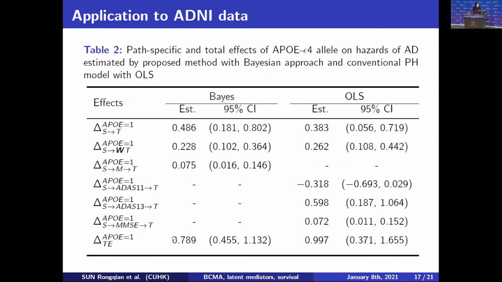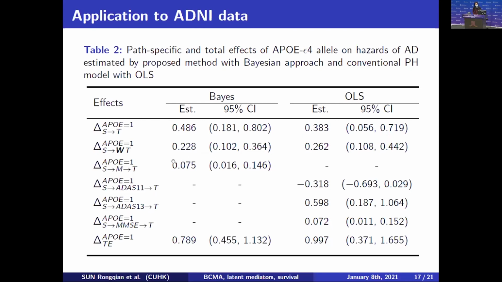Here, the results of our method are put on the left part. And from the first row, we can see that for people carrying one APOE epsilon 4 allele, the hazard of AD is e to the power of 0.789 times that of those who do not carry this allele. And more specifically, this hazard is increased directly by e to the power of 0.486 times, through cognitive impairment only by e to the power of 0.075 times, and through the two parallel mediators together by e to the power of 2 to 8 times.